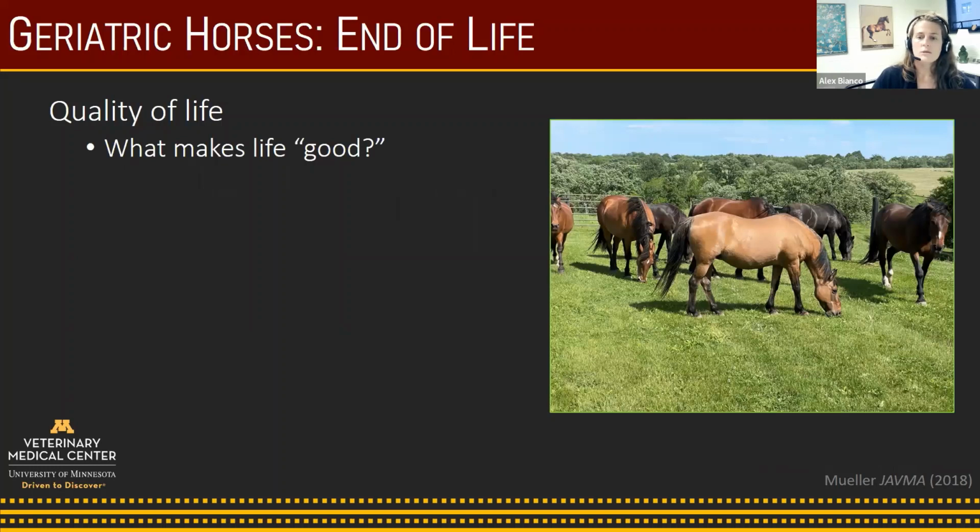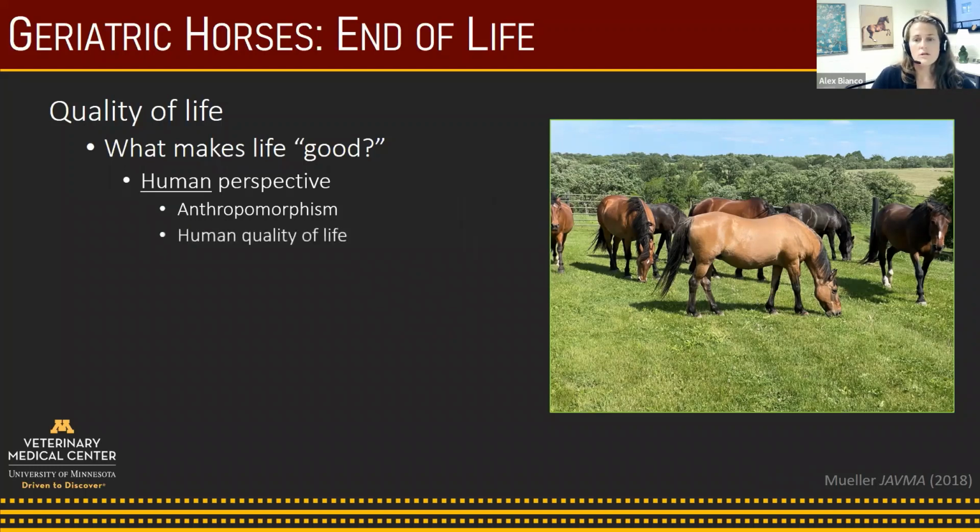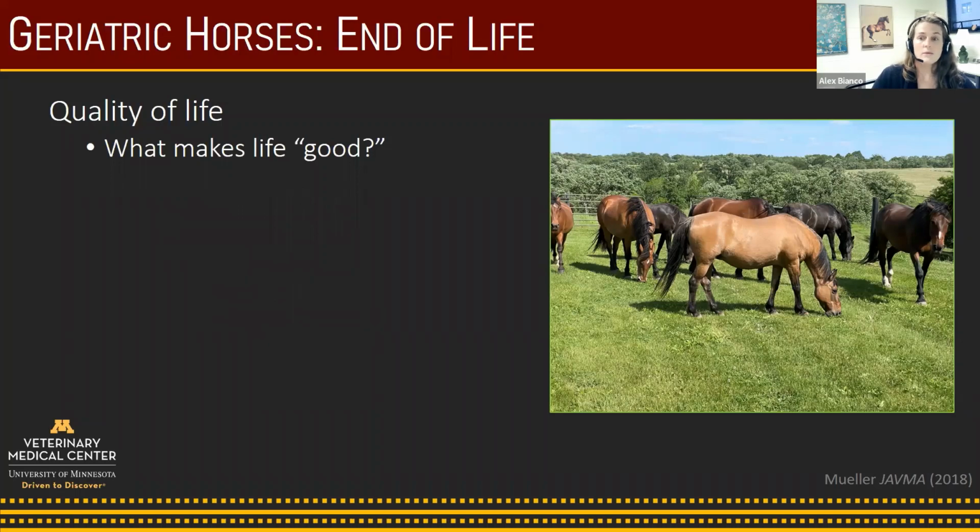From a human perspective, what I think makes a horse's life good is going to be somewhat anthropomorphized, which means I know what I like, so I assume my horse likes similar things. I also know what is going to affect my quality of life as a human: convenience of taking care of that horse, finances and ability to take care of that horse, and caregiver burden, which is something that I'll discuss a little bit later. So what makes life good from the horse's eyes? What do they think makes life good?